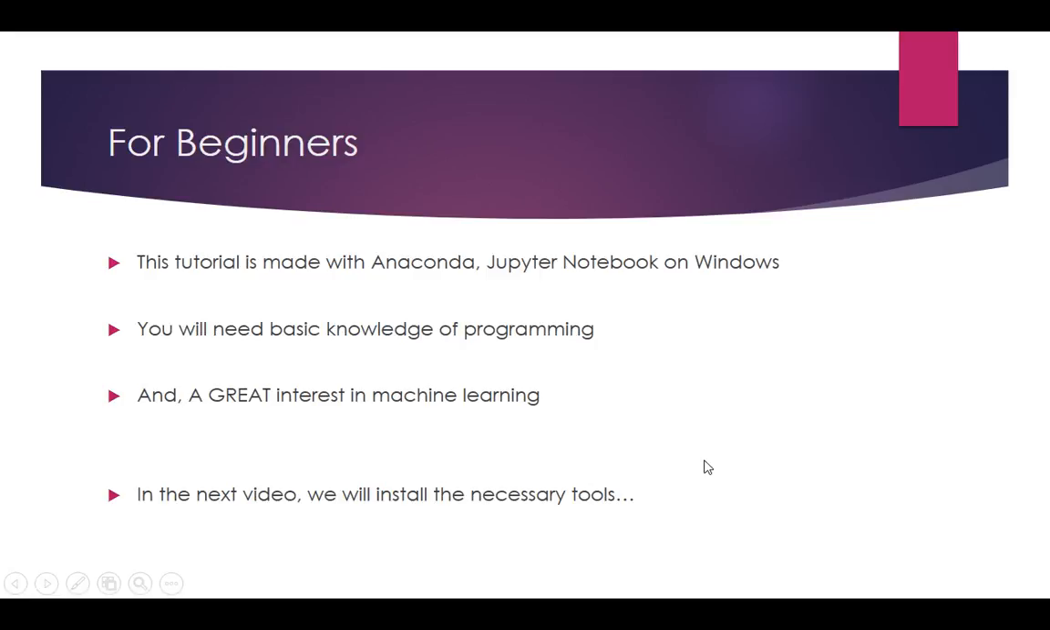This tutorial is developed for the beginners. In this tutorial, we'll use Anaconda and Jupyter Notebook on Windows. You have to have some basic understanding of programming, but you do not need to have any knowledge of machine learning or neural network.